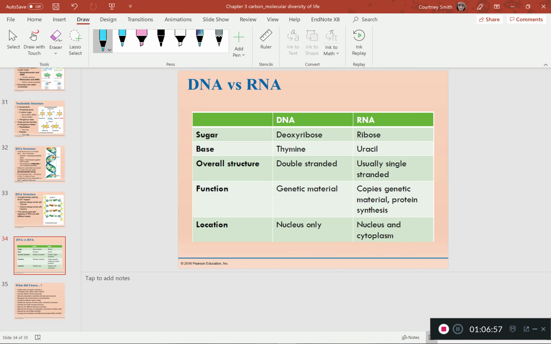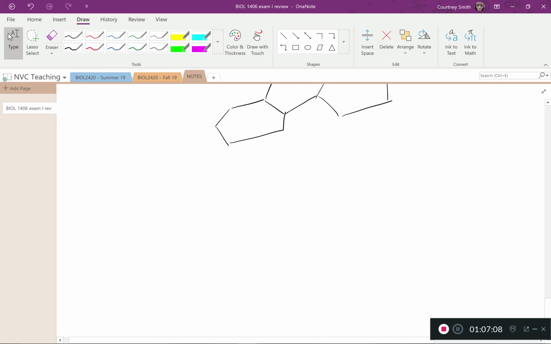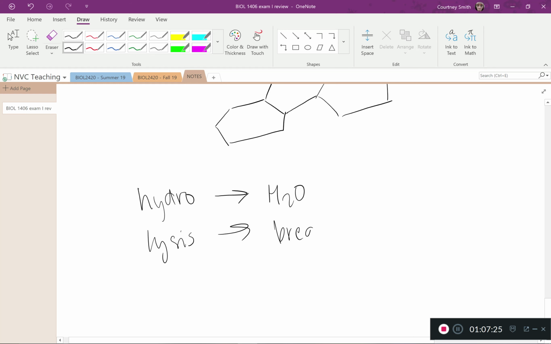Okay. One last thing on the review, I saw that I put a table that had some prefixes and suffixes, so I'm just going to briefly go over those. I'm going to write them real quick. If you see something that says hydro, it means water. If you see lyse in the word, it means to break. And philic is loving, so anything loving. Like hydrophilic, water loving.